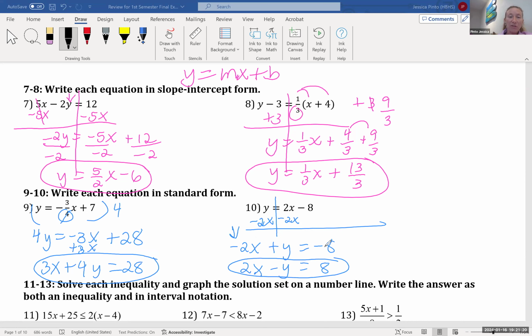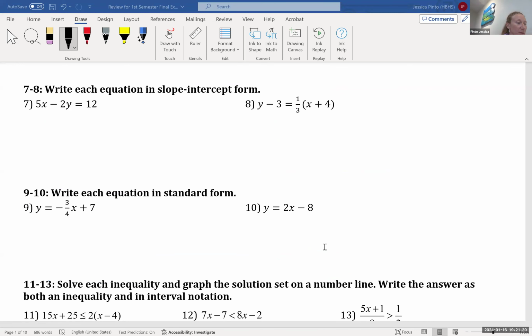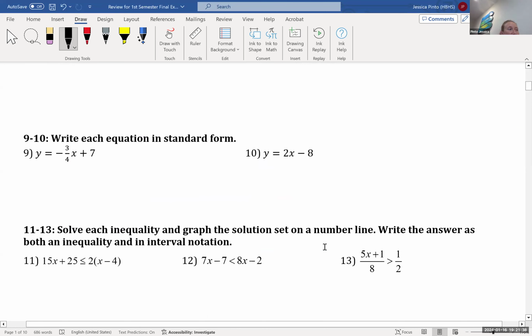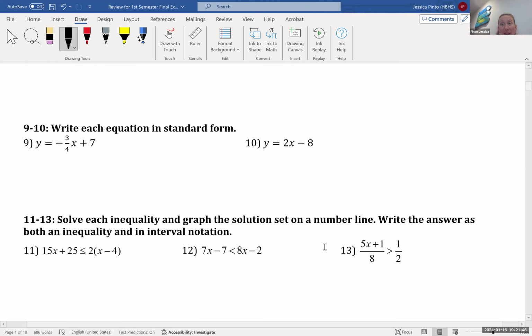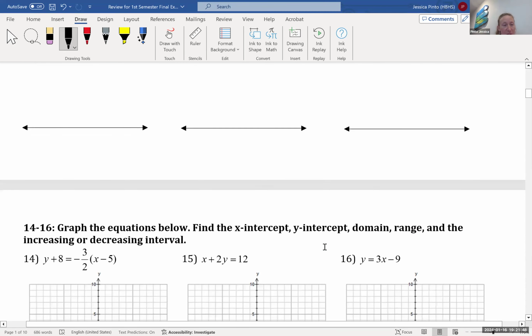And I do want you to be comfortable with changing all the signs in an equation because it's something that happens a lot. Let's move on to see if there's anything else from this page we need to do. So I have videos on 11 through 13. Those were formerly problems 47, 8, and 9. We don't have these graphs on the next page on any video.